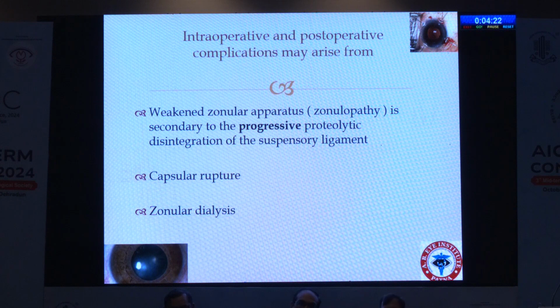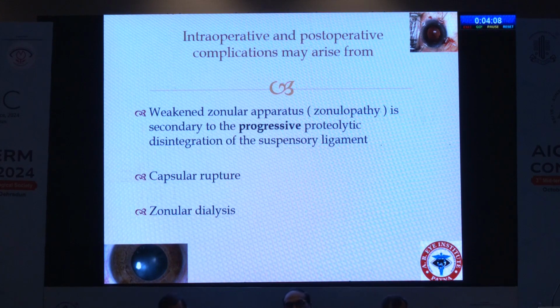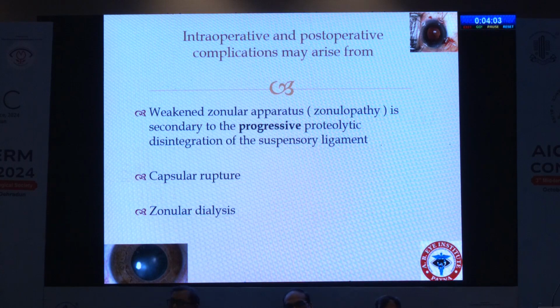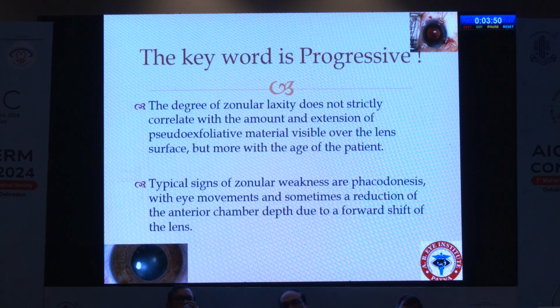There is a weakened zonular apparatus. And why are we so concerned? Because even on the day when you're operating, when everything goes smoothly and the IOL is right centered in the bag, it is still a progressive zonulopathy. Once you have seen the exfoliative material on the IOL, on the iris margin, on the anterior capsule, remember that this is a progressive zonulopathy, and even if everything is all right today, that's not a guarantee that tomorrow things will be all right. There may be capsule rupture and there may be zonular dialysis also.